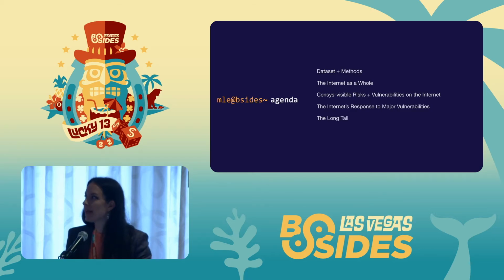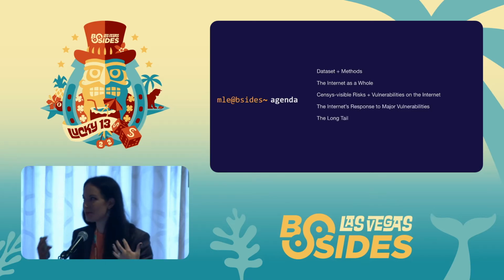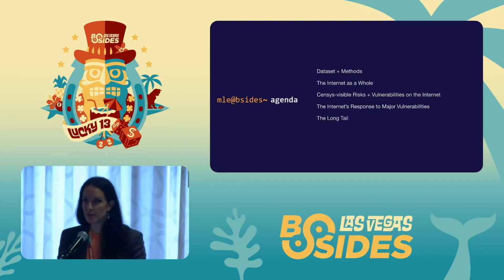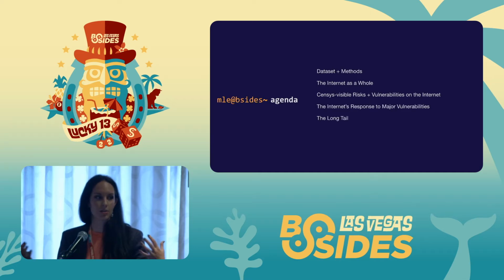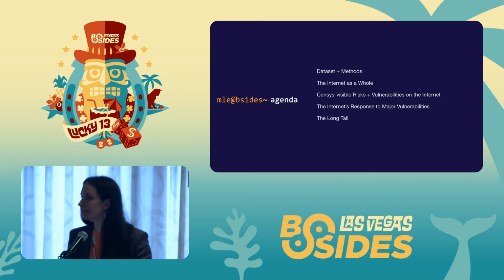And then we'll get into looking at census-visible risks and vulnerabilities on the internet. You can't come to BSides and not talk about some really cool risks and vulnerabilities, so we'll be doing that. And then what is probably my favorite section is looking at the internet's response to major vulnerabilities. So we'll look at 3 high-profile vulnerabilities that came out over the last year and a half, and we'll look at how the internet responded to each of them. And they're actually quite different, and I think it's very interesting and raises some interesting questions about how we as a security community can get better about patching and upgrading and fixing these things when they happen.